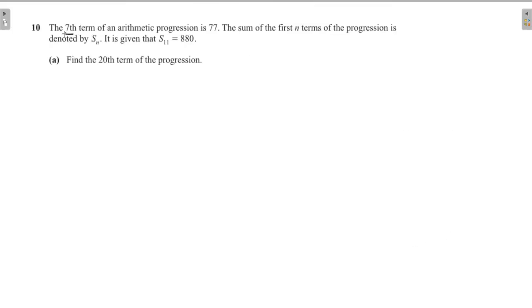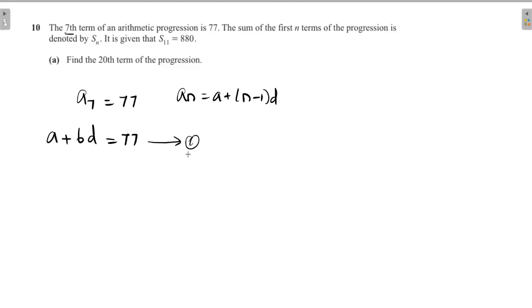Then the seventh term of an arithmetic progression, that is a7, is equal to 77. From here we know that an equals a plus n minus 1 times d. Now we can replace n by 7. So a7 is going to be a plus 6d, which is equal to 77. Consider this as equation number 1.